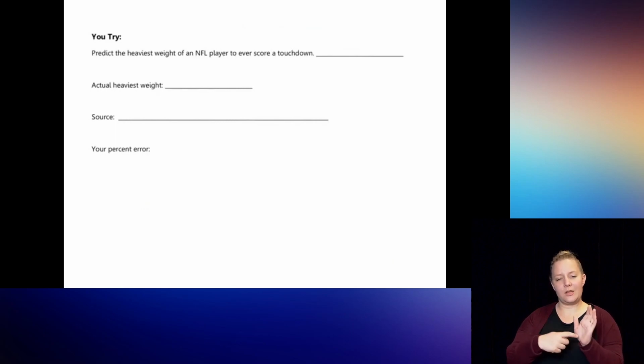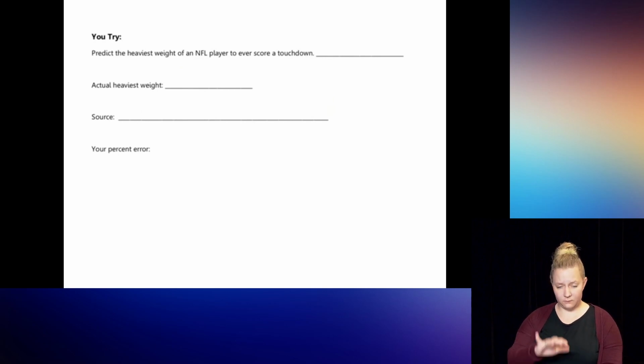We're just going to have you make an estimate here. So what do you predict to be the heaviest weight of an NFL player ever to score a touchdown? So put the amount of pounds you think that person weighed right here. And then actually look that up on the internet. What was the heaviest person ever to score a touchdown? Record that right there. Tell me your source. And then you can figure out how far off you were.